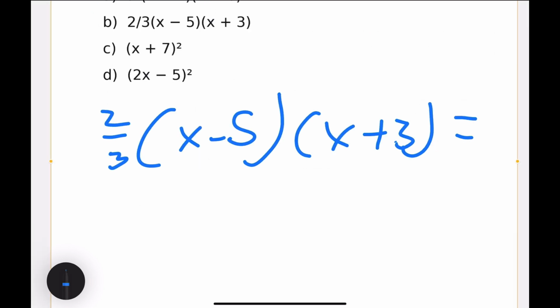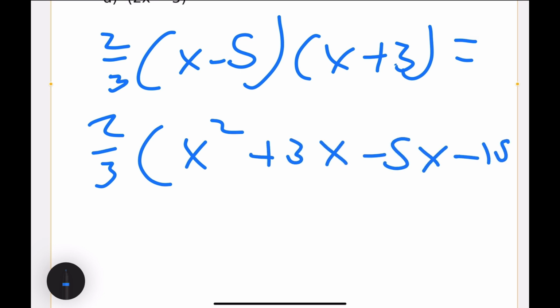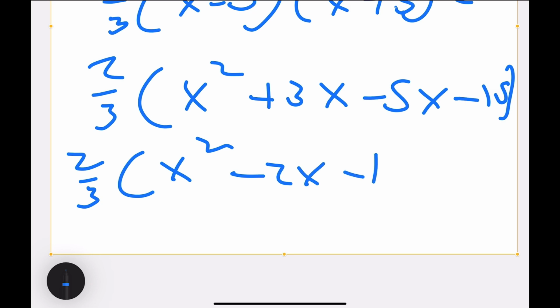Okay, part B. So we have 2 over 3 outside the brackets, and then we have x minus 5 and x plus 3. So again, let's expand the double brackets. So we get x squared plus 3x minus 5x minus 15. So now let's simplify what's inside the brackets. So we get 2 over 3 times x squared minus 2x minus 15.